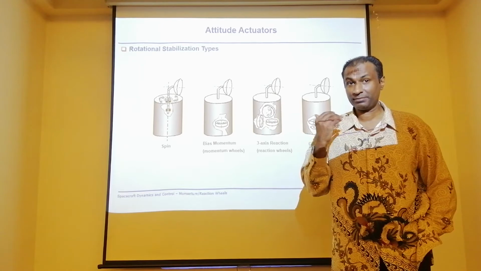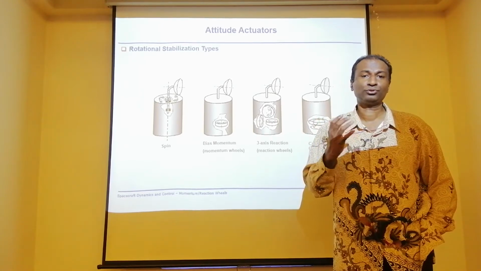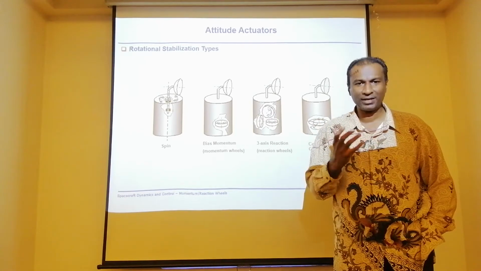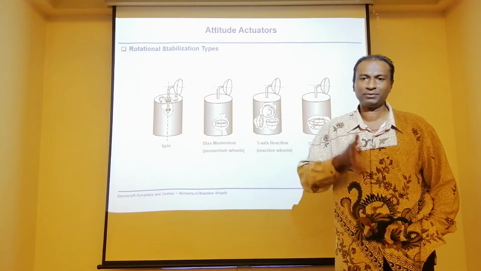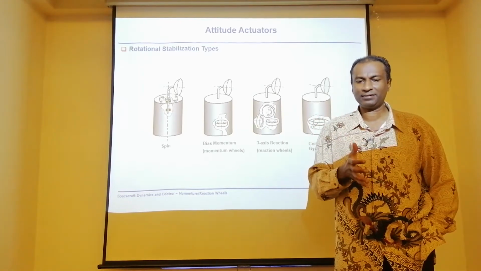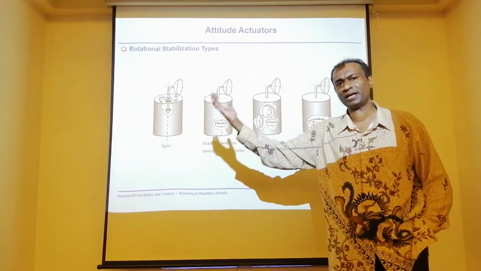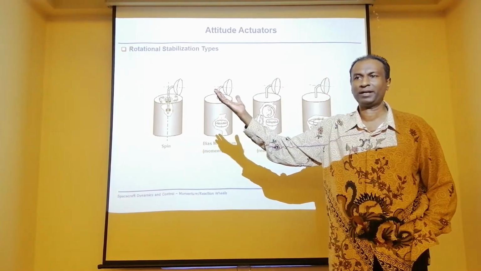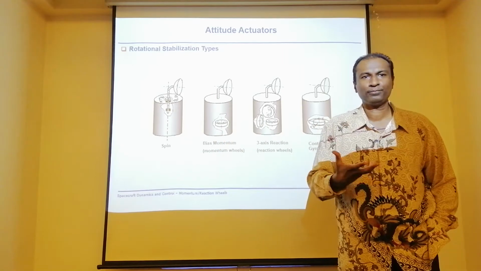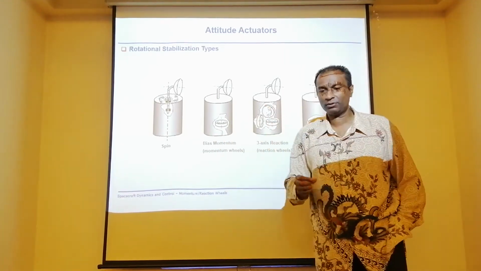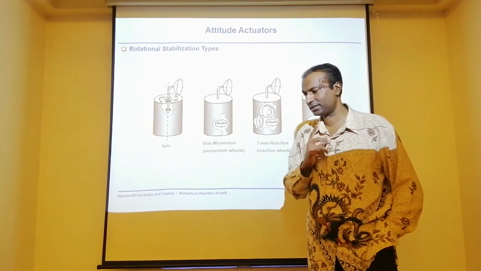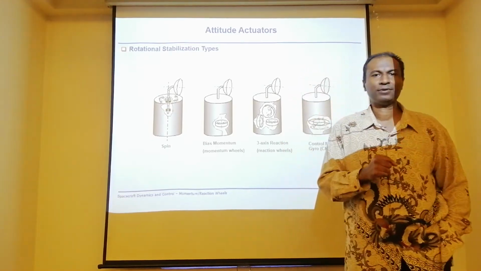If you remember clearly, the magnetorquer doesn't rotate. When we turn it on, it becomes an electromagnet, and this electromagnet interacts with the magnetic field of planet Earth. Then we produce torque. So there is no rotation at all. But when you talk about rotational stabilization, you must have wheels.